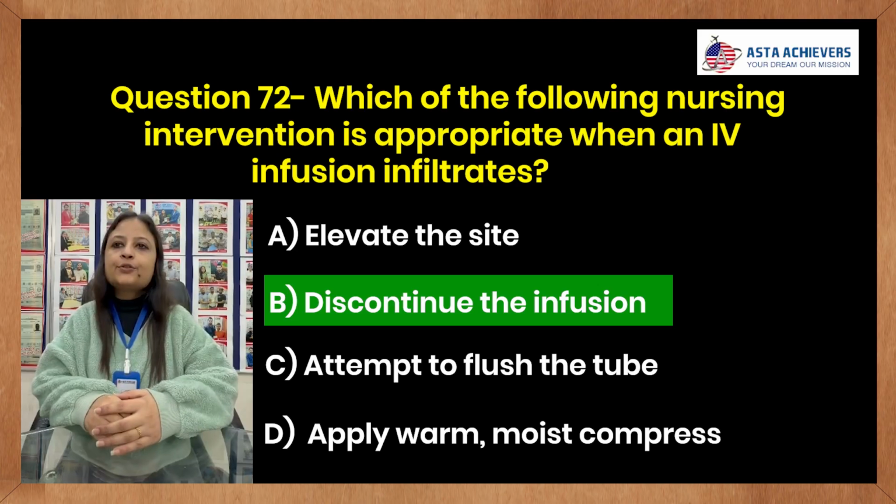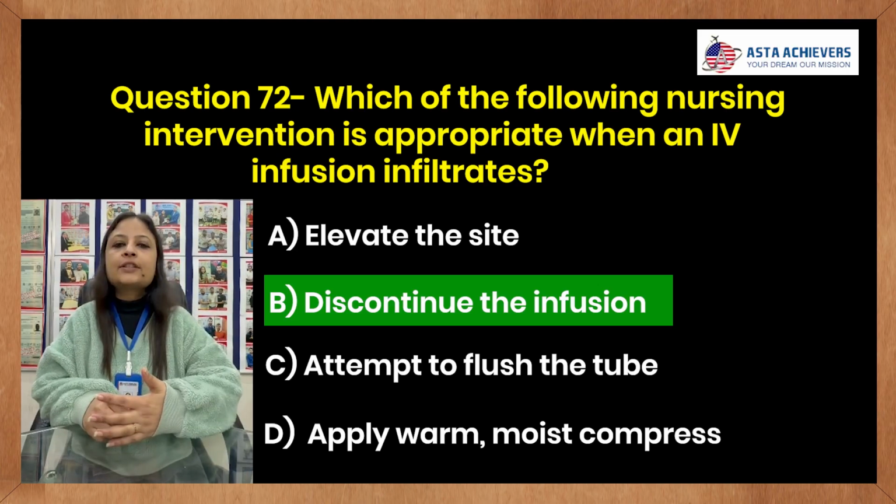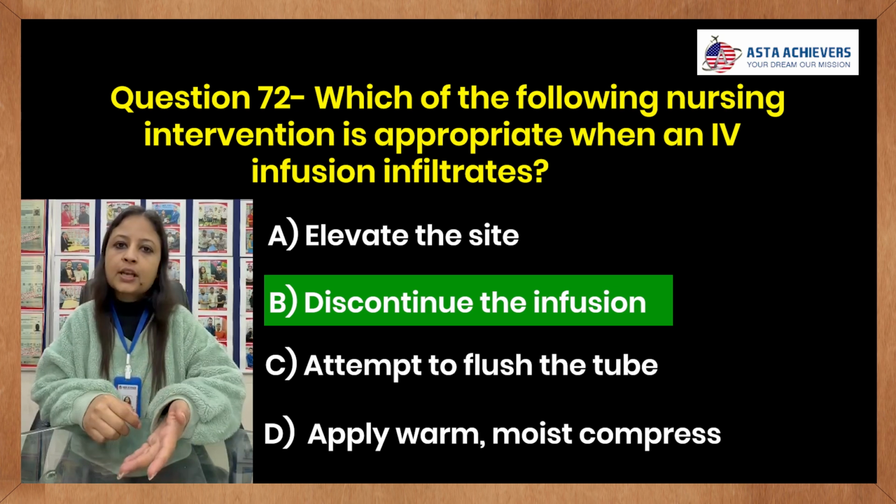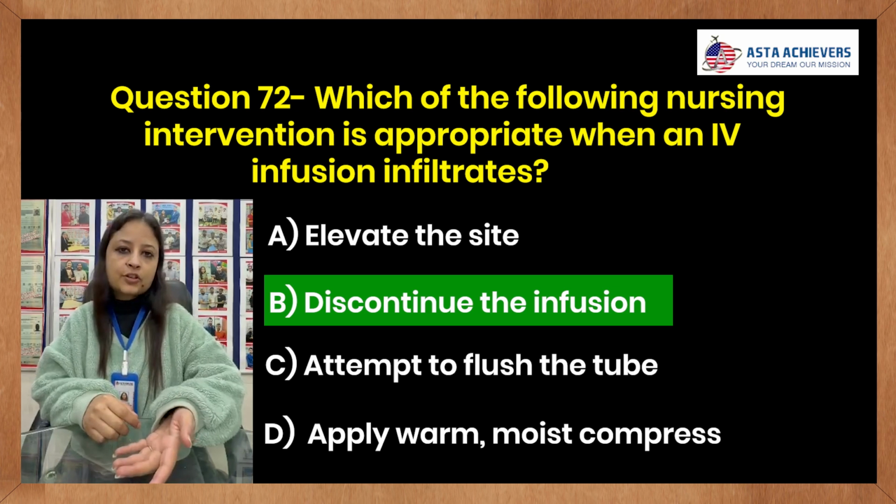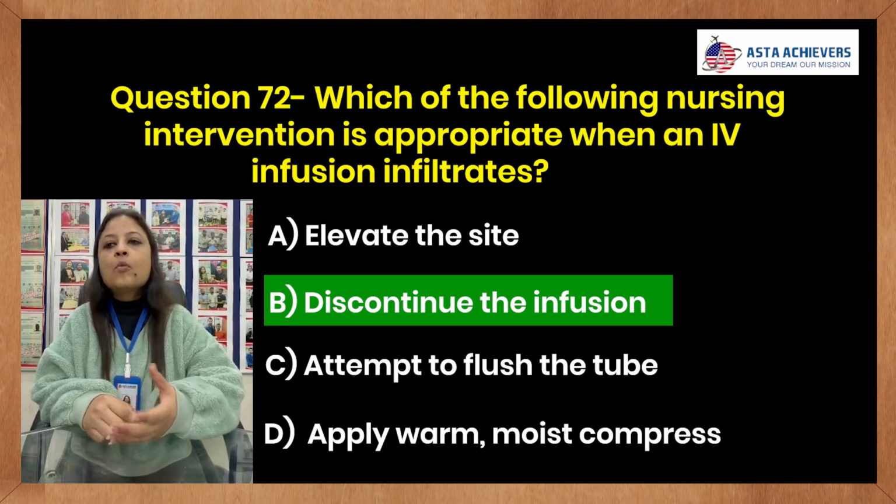Question number 72. Which of the following nursing interventions is appropriate when an IV infusion infiltrates? Option A, elevate the site. Option B, discontinue the infusion. Option C, attempt to flush the tube. And option D, apply a warm moist compress.